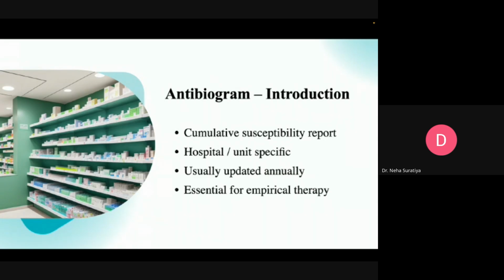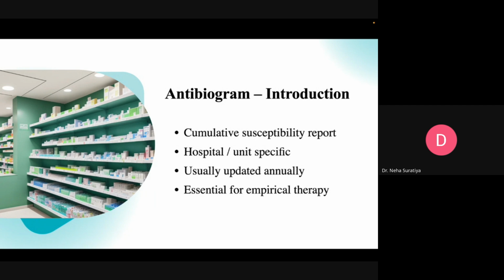So it is usually updated annually by looking at what patterns we are identifying in our clinical setting. And this is very essential for broad spectrum therapy, guys, empirical therapy. Why? Because if I know that my hospital has E. coli resistance, I will be choosing some broad spectrum drug which is not targeting those molecules, right? So this is how the antibiogram is helping.